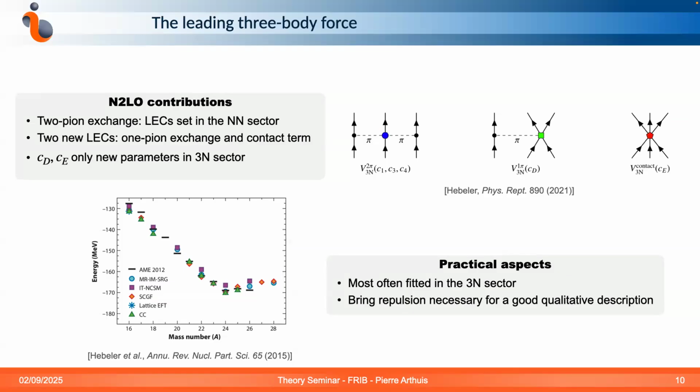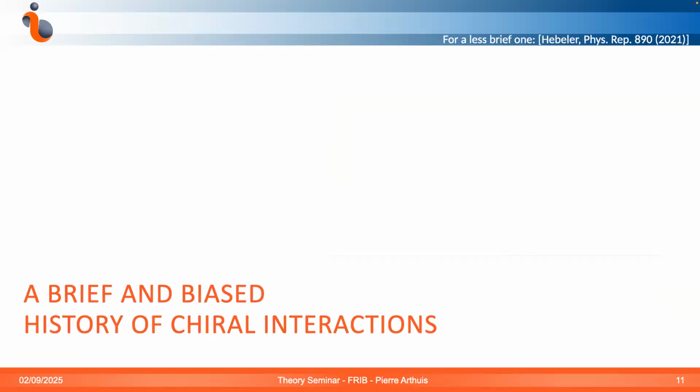If you do this calculation with only two-body forces, the line goes down. It keeps going down and down. You keep binding your oxygen, so you're not able to describe the physics of the oxygen isotopic chain correctly. Now, when you add three-body forces, all of a sudden this works well. So this is really something that we need in practice. We cannot go around using three-body forces. So after that, I want to give you a brief history of chiral interactions.